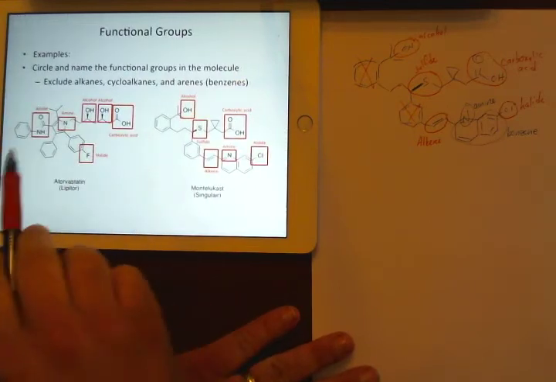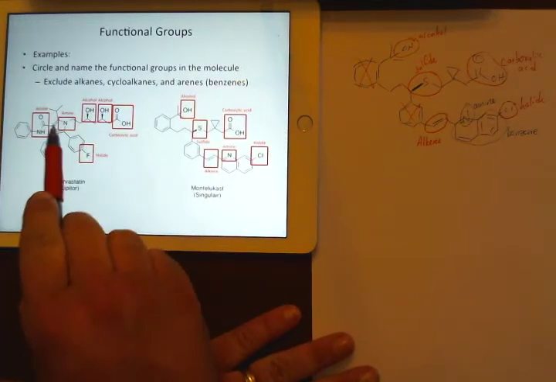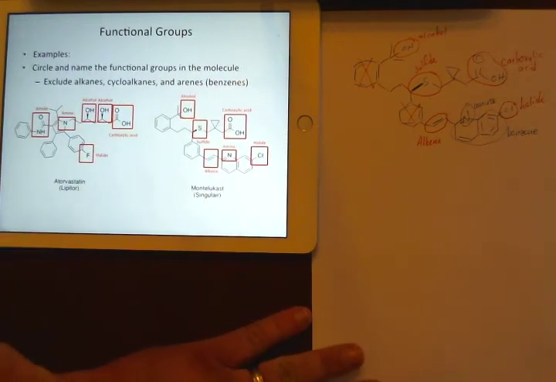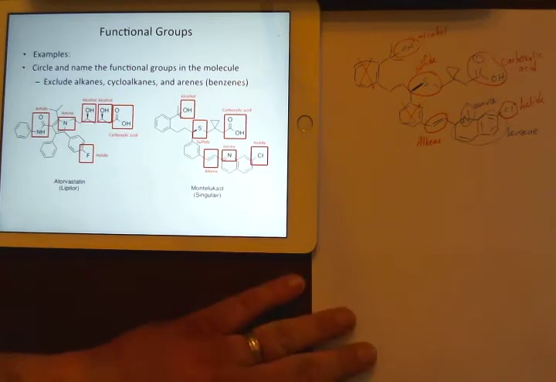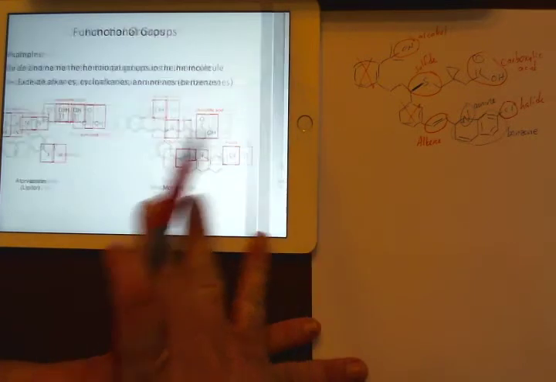So what you're going to do is it's going to look like this. Don't worry about those alkenes. That's kind of a quirky little thing. So this is the type of stuff you're going to see on the test. Okay.